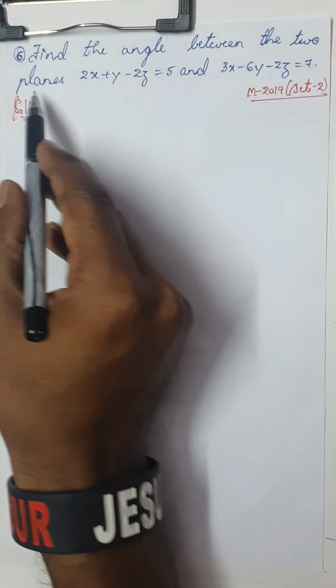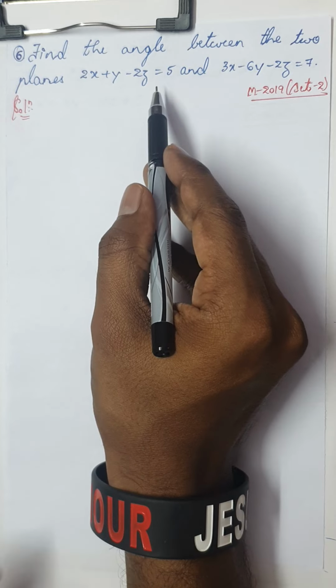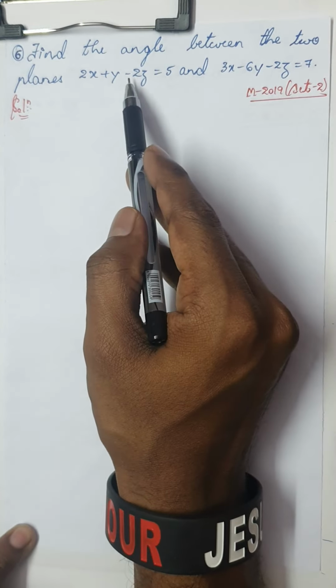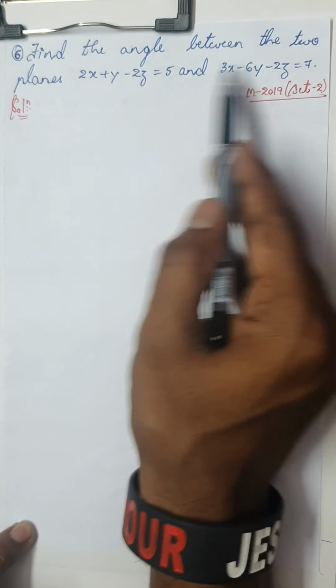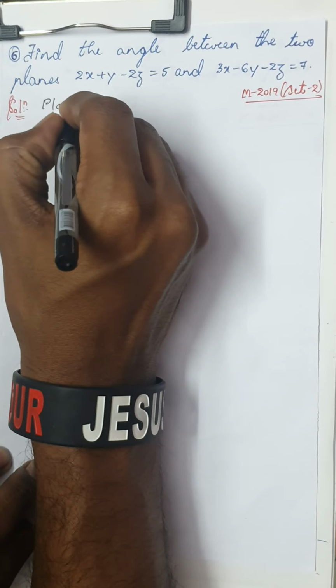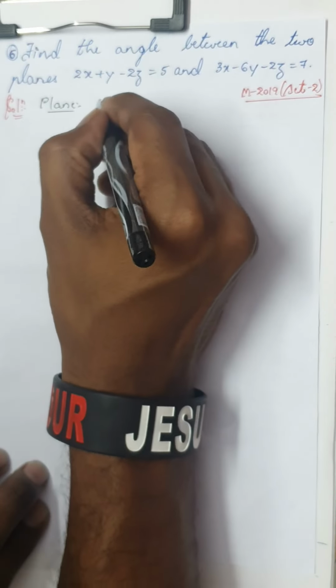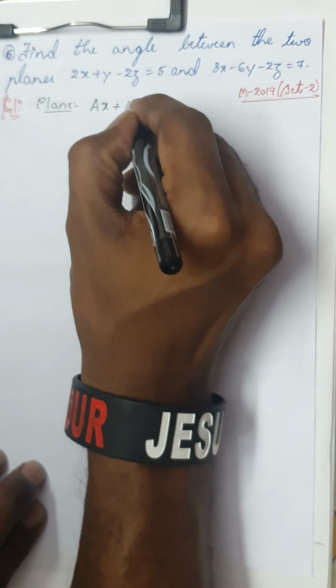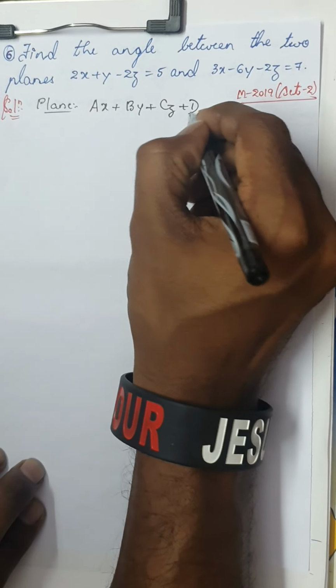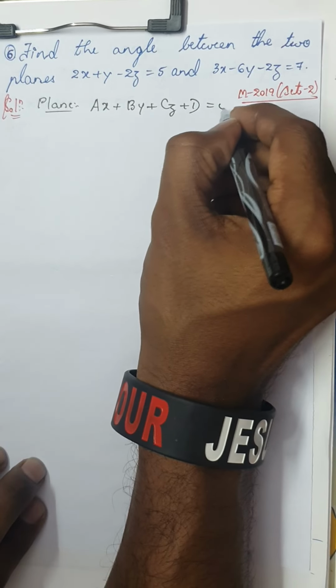Find the angle between the planes. This is again exactly the same question. Only thing is, previously two planes were given in vector form. Here the equation of the plane is given in Cartesian form. Now we know the general equation of the plane in Cartesian form is ax plus by plus cz plus d is equal to 0 or minus d is equal to 0.